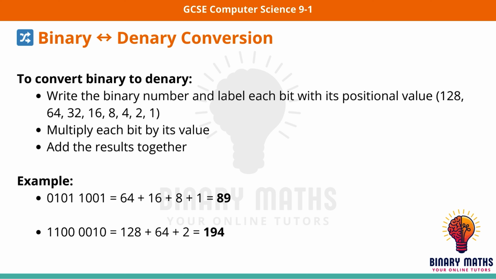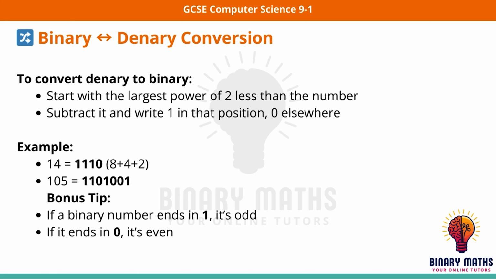Or if it's even, it would end with 0. Use a place value system again and try converting 1100 0010 yourself. So here's the simple rule to converting denary to binary. You will start with the largest power of 2 less than the number that you're trying to convert, then subtract it and write 1 in that position and 0 everywhere else.